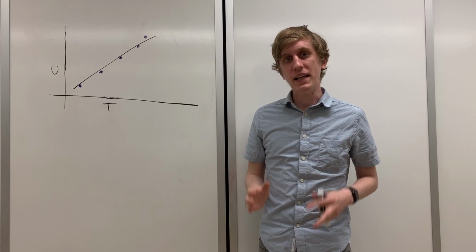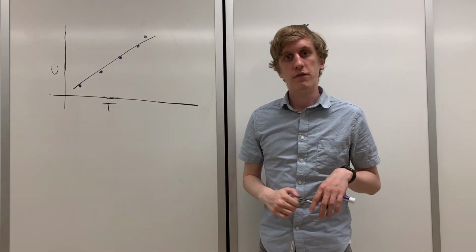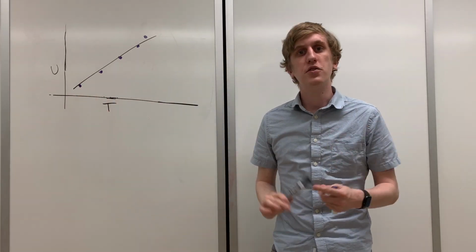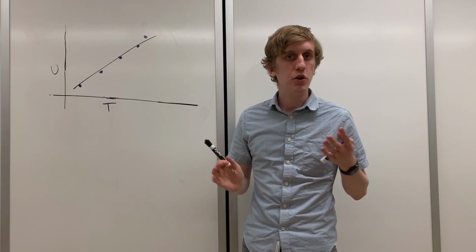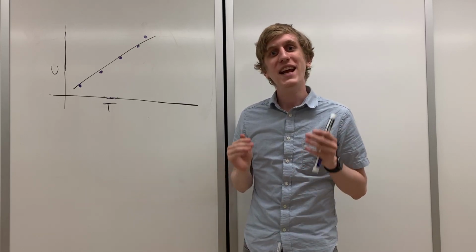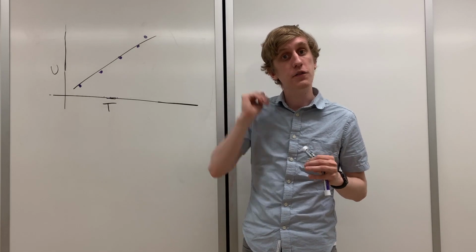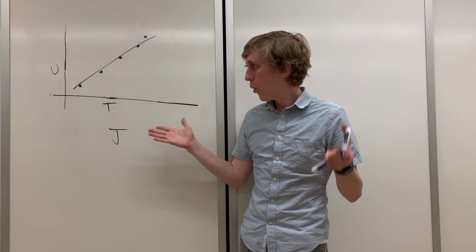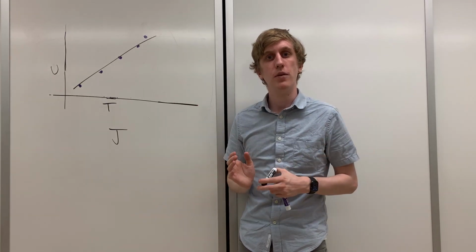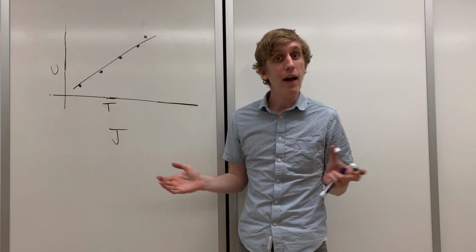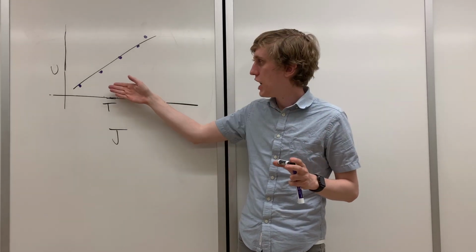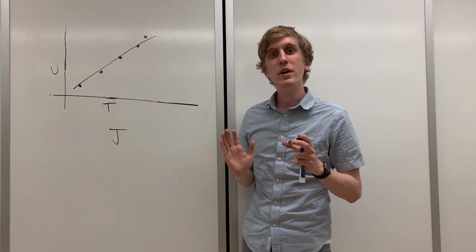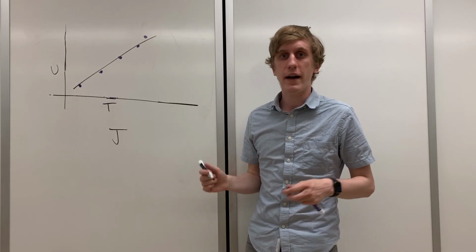Well, what are the units of the vertical position of the line? Well, we know that the vertical axis measures internal energy, and energy is measured in joules. So the change in the height of the line has units of joules. What about the change in the horizontal position of the line? Well, the horizontal axis measures temperature, and we measure temperature in Kelvin. So if we divide a change in the height by a change in the horizontal position, we will get a number with units of joules divided by Kelvin.